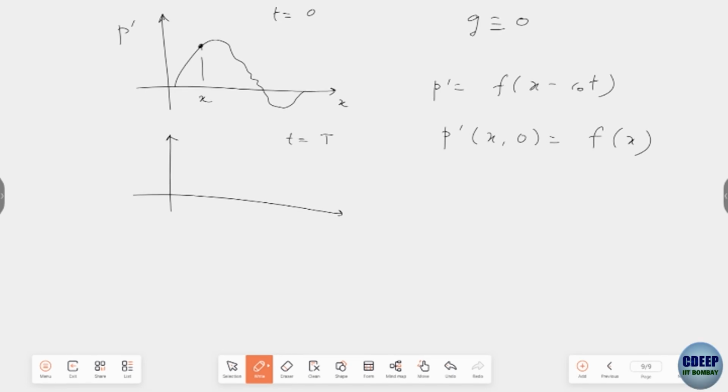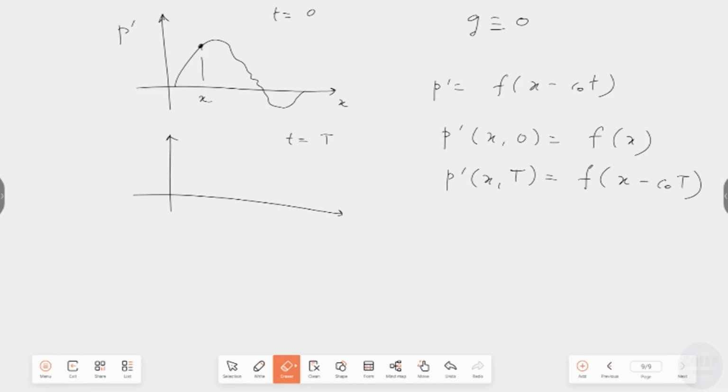Now, if I am interested in understanding what is happening at capital T, then I am told that p prime of x and capital T is equal to the same function f at x minus c naught capital T. So at time capital T, I would have to go back to x minus c naught T. If this is x minus c naught T on the x axis, then whatever is the value here is what I would expect to see at x at this time, because that is the value of the function f at x minus c naught T.